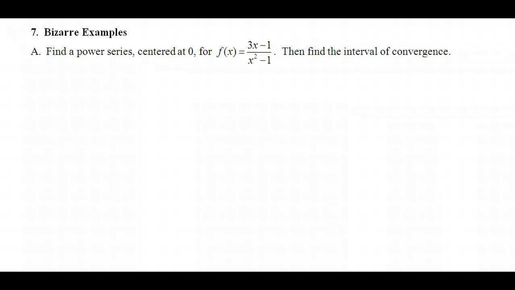Well, when we do this, we have to make this look like our geometric power series. And our geometric power series does not have multiple terms in the numerator. It doesn't even have an x in the numerator. And it doesn't have an x squared in the denominator. So for this particular problem, we want to use our partial fractions, which you did in chapter 8. So partial fractions.